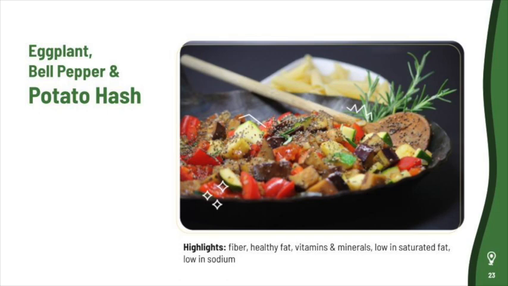And this recipe, this eggplant, bell pepper, and potato hash has a great amount of fiber from the variety of vegetables included and vitamins and minerals as well. It includes a healthy fat for cooking and is low in saturated fat because it doesn't have any animal-based proteins in it. And it's also low in sodium because we don't add any salt, and we also aren't using any canned items or seasoning blends to prepare this food.